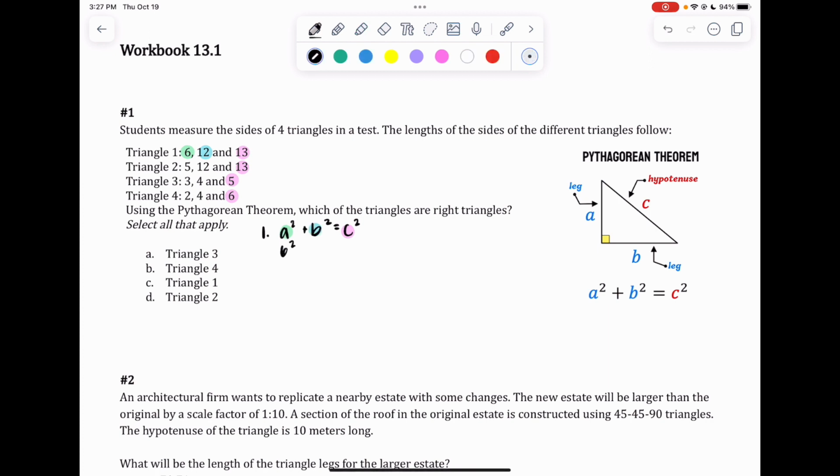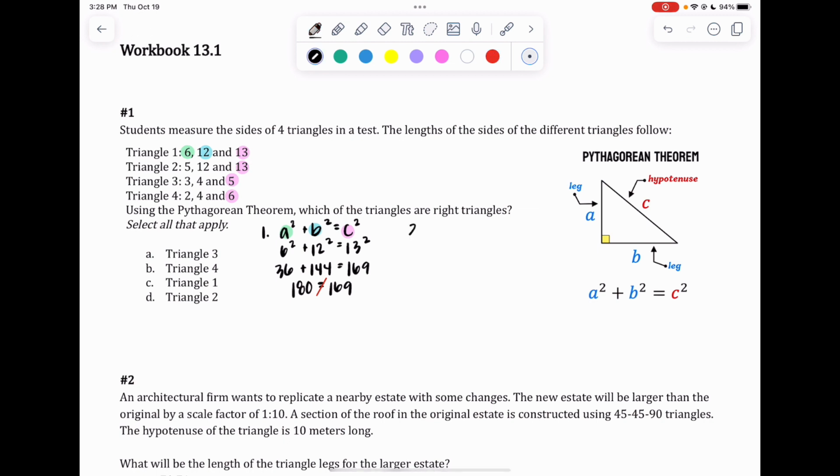So it'll be 6 squared plus 12 squared equals 13 squared. And then we'll square each one separately. So 6 squared is 36, plus 12 squared is 144, equals 13 squared, which is 169. And then we'll add up the 36 plus 144. So it should be 180 equals 169. And of course, that's not true. So that would mean that it's not a right triangle. If it were true, that would confirm that it's a right triangle.